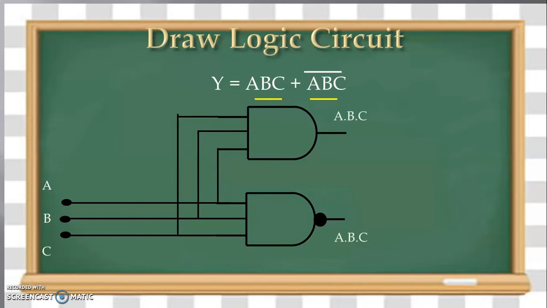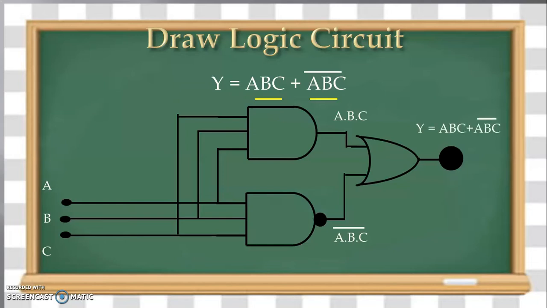The output of the AND gate, that is A dot B dot C, and the output of the NAND gate, that is A dot B dot C bar. Now both these outputs we are giving as inputs to the OR gate. So we have one OR gate, with one input A dot B dot C bar and another input A dot B dot C. We get the output of the OR gate, that is Y is equal to ABC plus ABC bar.